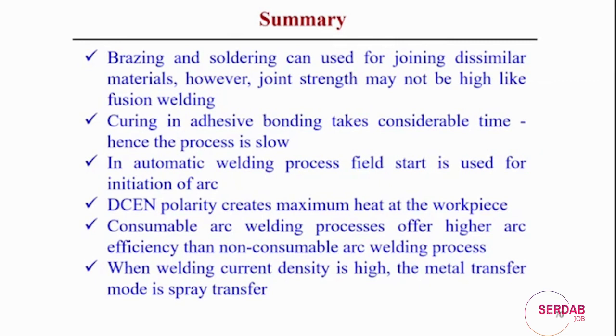But the main obstacle of using brazing and soldering for dissimilar combinations of metals is the mechanical strength of the joint. We cannot expect very high mechanical strength from brazing and soldering when we compare them with other fusion welding processes. So, this is one significant point.